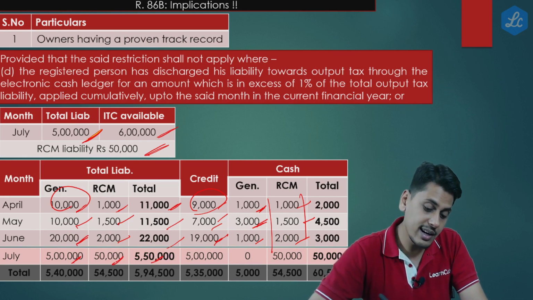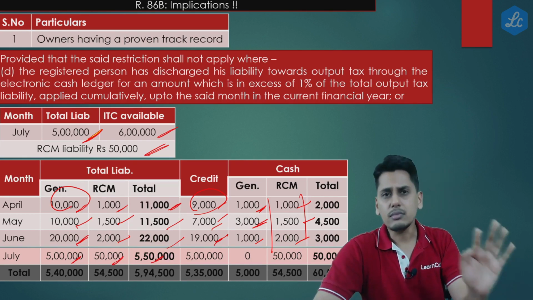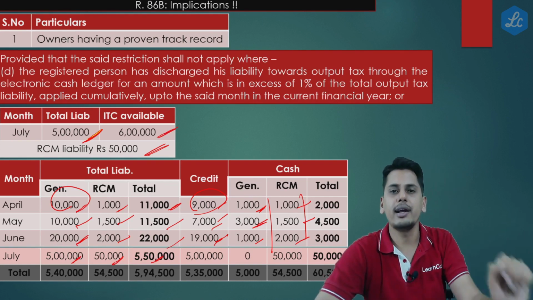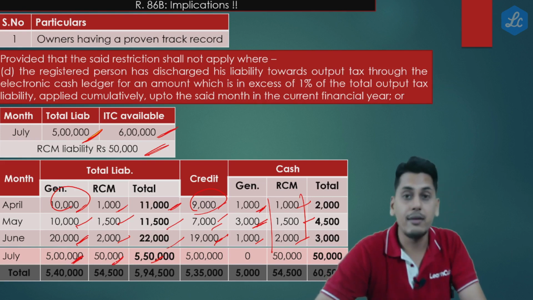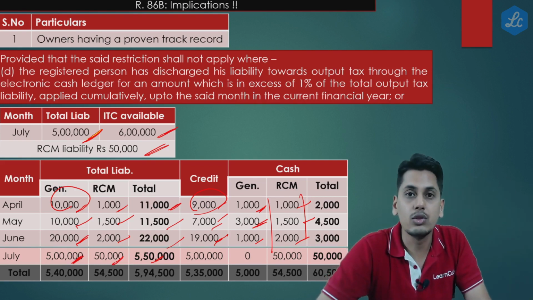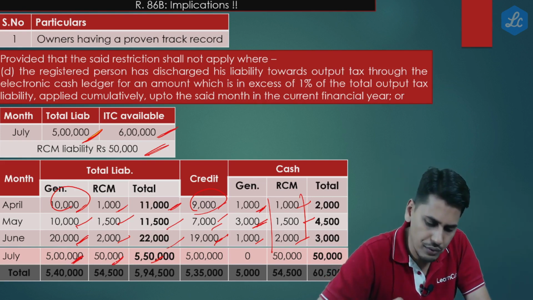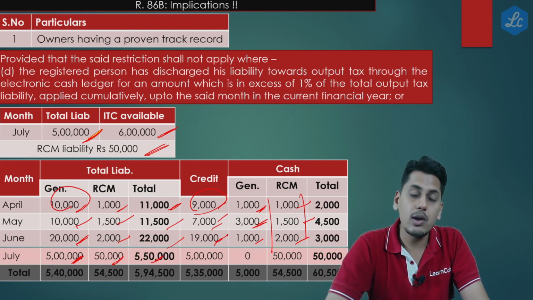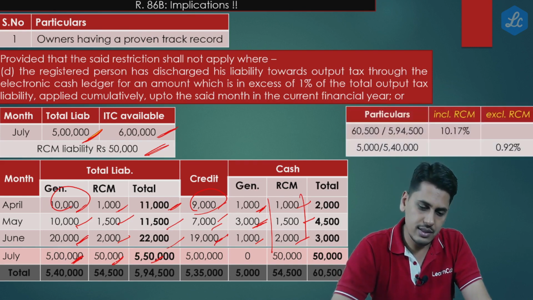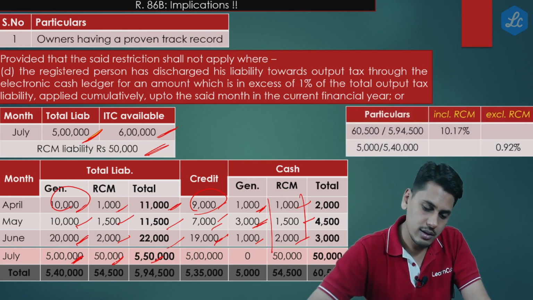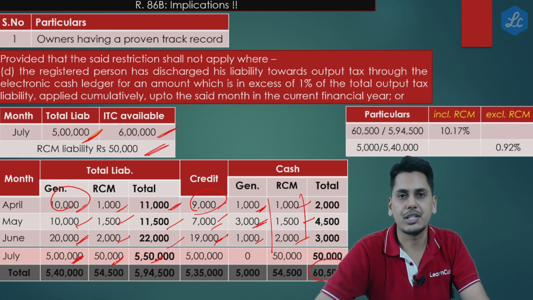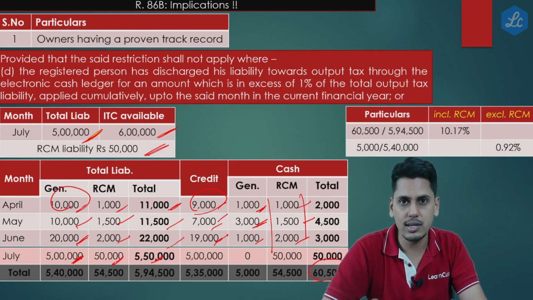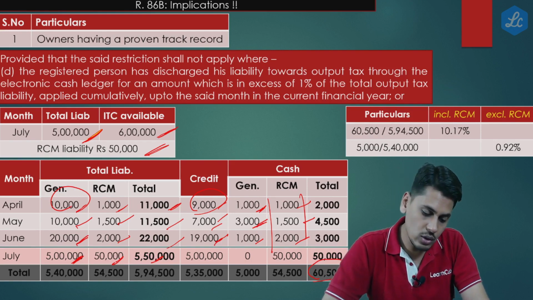Now friends, the credit which is available with me is 6 lakhs. I need to find out whether this normal liability of 5 lakhs, can I pay it entirely through my credit ledger. This is what I am supposed to find out. So now friends, I need to take the cumulative figures. If I am taking the total amount which is paid through cash, it is 60,500. And what is the total liability?